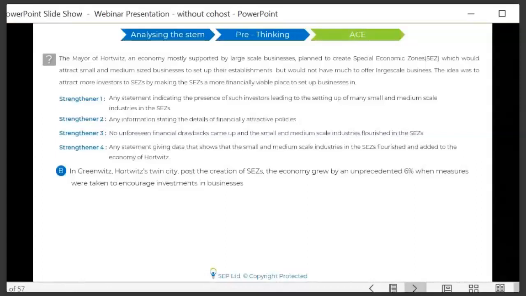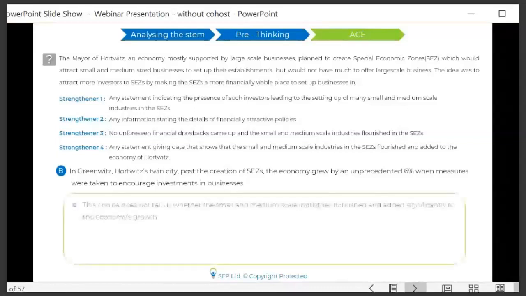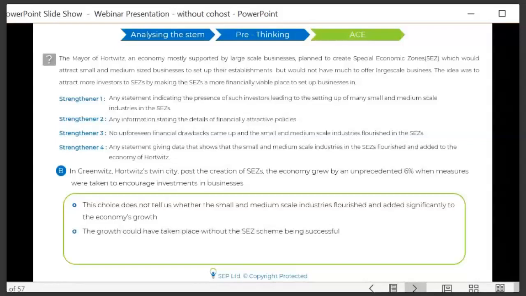After the creation of SEZs, the economy grew by an unprecedented 6% when measures were taken to encourage investments in businesses. Okay, this choice does not tell us whether the small and medium scale industries flourished and added significantly to the economic growth. For this choice, the growth could have taken place without the SEZ scheme being successful. This choice just tells us that there was a 6% growth in the economy after the creation of SEZ.